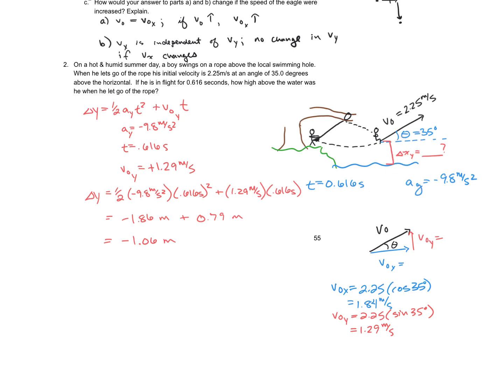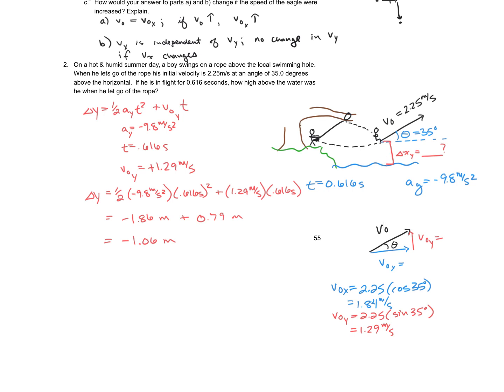So it tells us the time that he's in the flight for, so I noted that here, and acceleration of gravity is going to be useful here, so I reminded us that's it. And the question is, how high above the water was he when he let go of the rope? So that's really what you're trying to solve for, is the displacement. How far does he move from where he let go of the rope to when he landed?